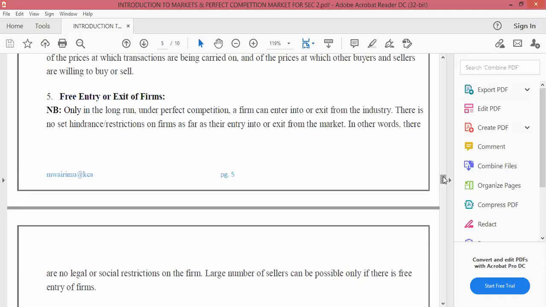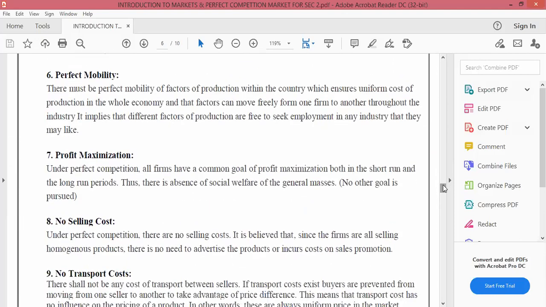long run period. That's why if you look at my point number 5 here, explaining the freedom of entry and exit of firms, this is only possible during the long run period. And as a result of that freedom, there are so many firms that are likely to get into the industry, of course strengthening the aspect of competition, that which is building the name for this particular firm or the market itself. Another feature is the mobility of the factors of production.